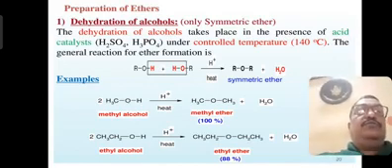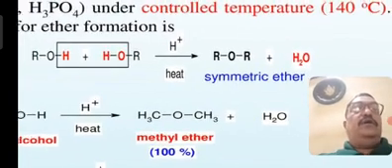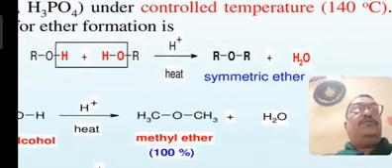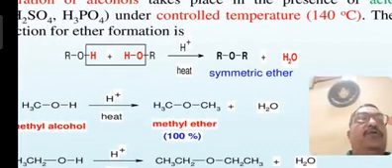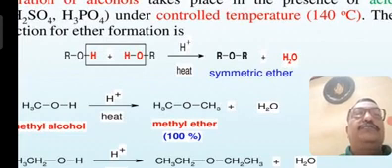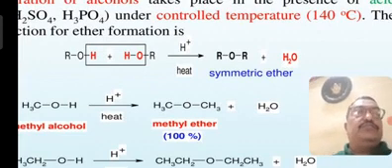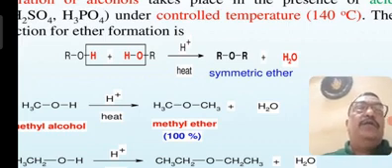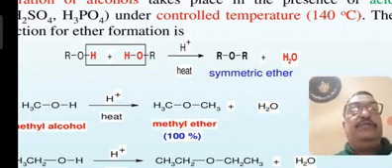So this is what we call dehydration. What is dehydration? Removal of a water molecule in a reaction. So when two alcohol molecules react with a few drops of concentrated sulfuric acid, and the reaction system is heated to around 120 to 140 degrees centigrade, elimination of water takes place, resulting in symmetrical ethers.